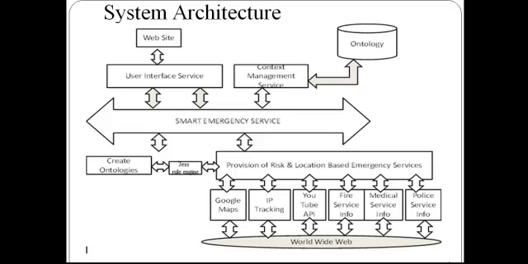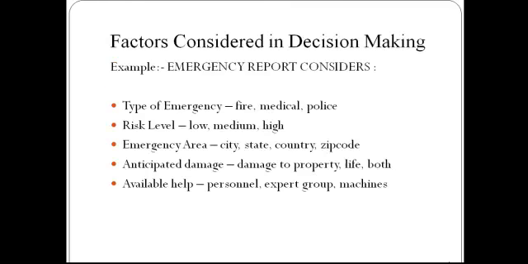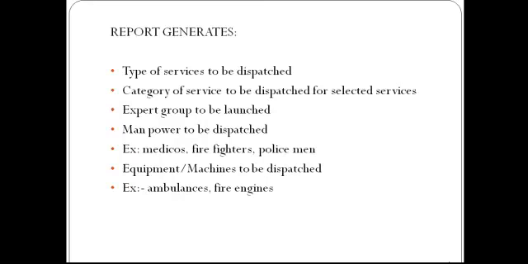Apart from that, we have also used the Google Maps API, IP tracking service, YouTube API, and gathered information about fire, medical, and police services. These are the factors that we have considered in decision making: the type of emergency, risk level, emergency area, anticipated damage, and available help. And the decision is made regarding the type of services to be dispatched, category of service to be dispatched, expert group to be launched, manpower, equipment, and machines to be dispatched.